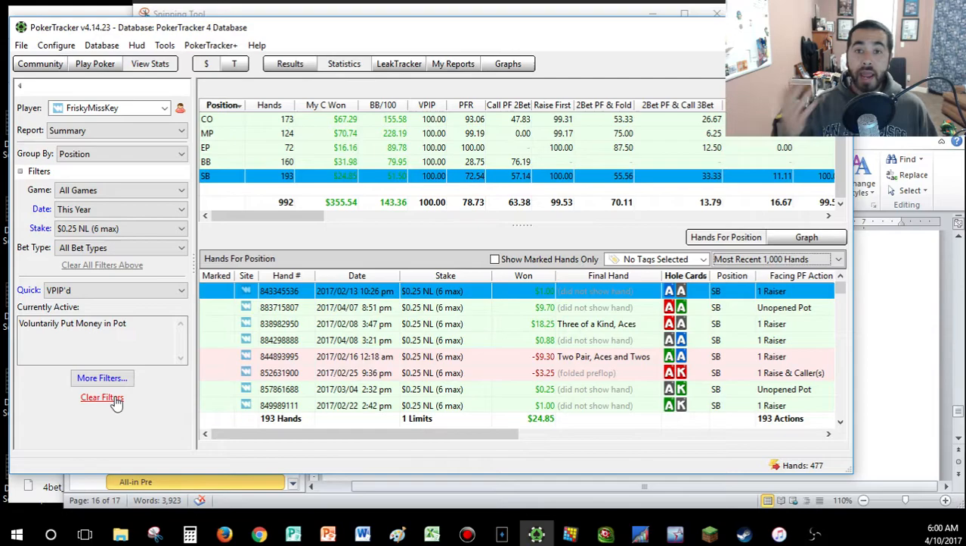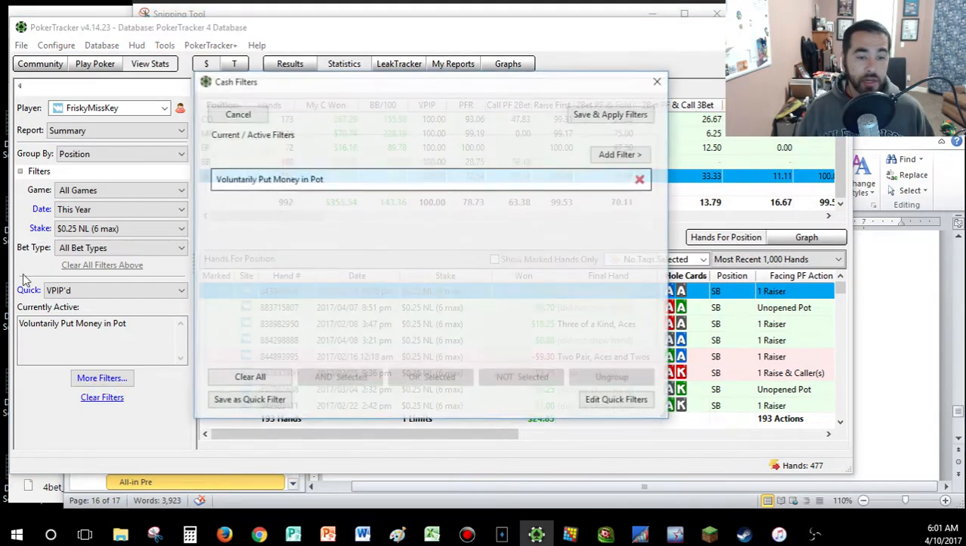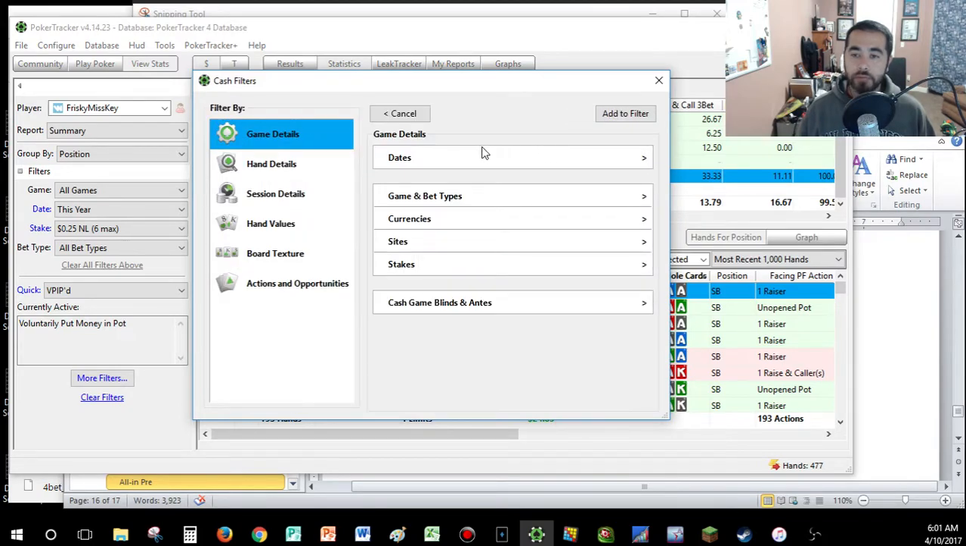So if you want to see what hands you're doing so with, maybe you've gotten it all in pre-flop with pocket 3s a couple of times. Why did I do that? And maybe you had a good reason, you know, but it's something definitely worth checking out.